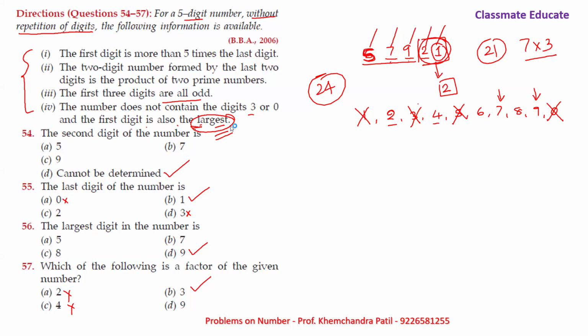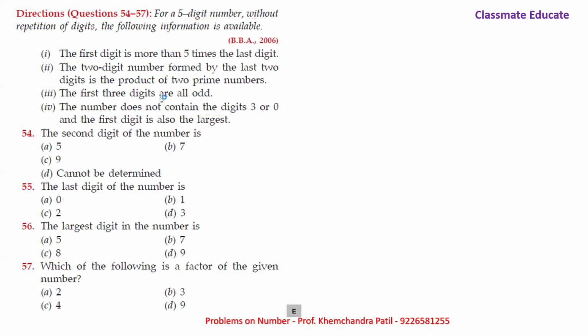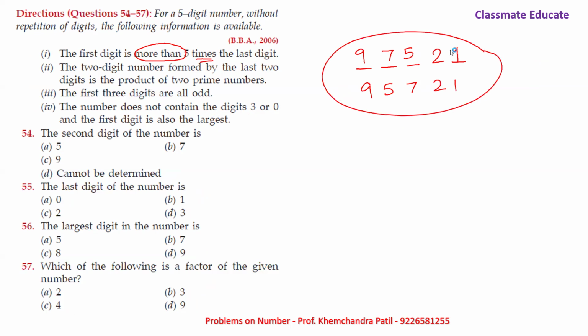The first digit is more than 5 times. Acha, more than 5 times of the last digit. Okay, so if you take this 1, then this 2 will definitely be there. So you can take this as 9, this 7, 5. Yes, 9, 5, 7, 2, 1. These are the two possible situations.